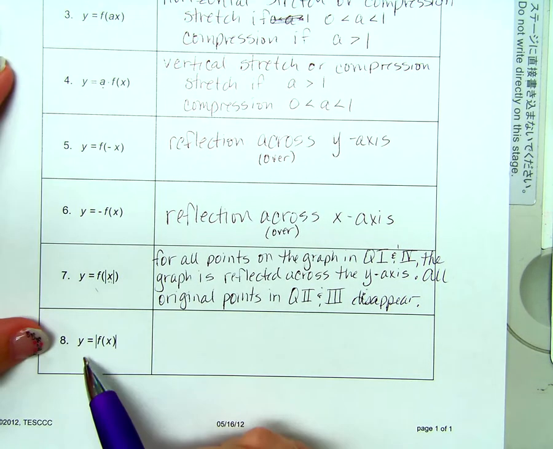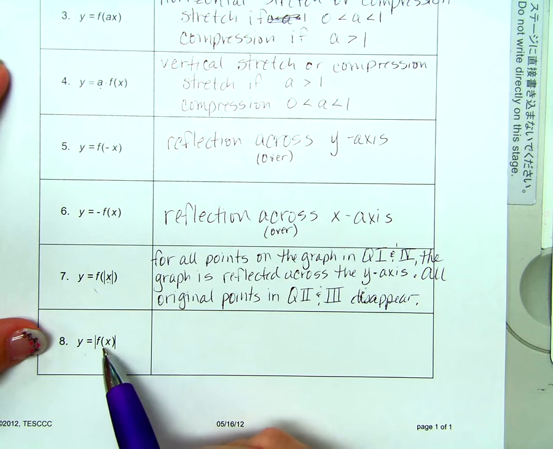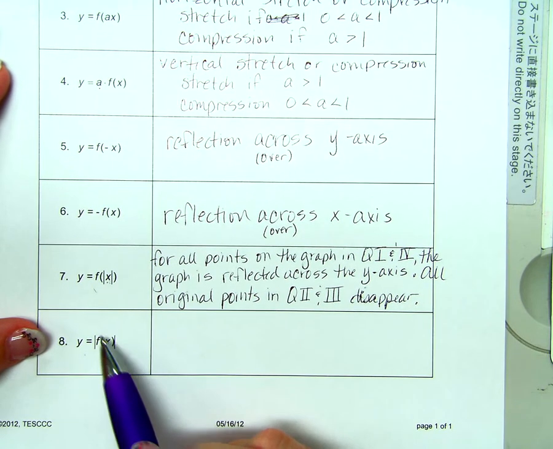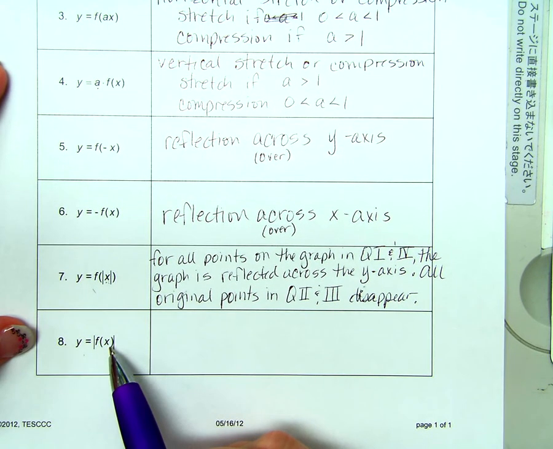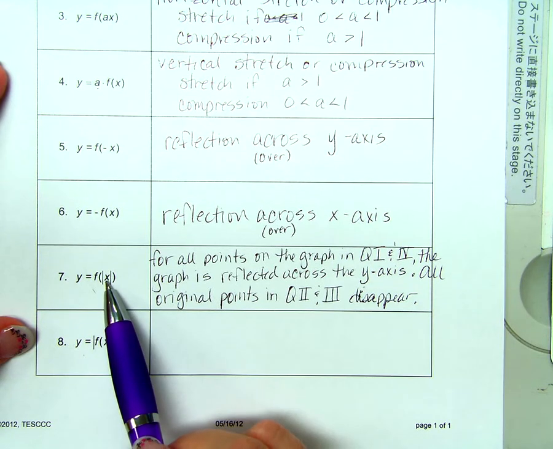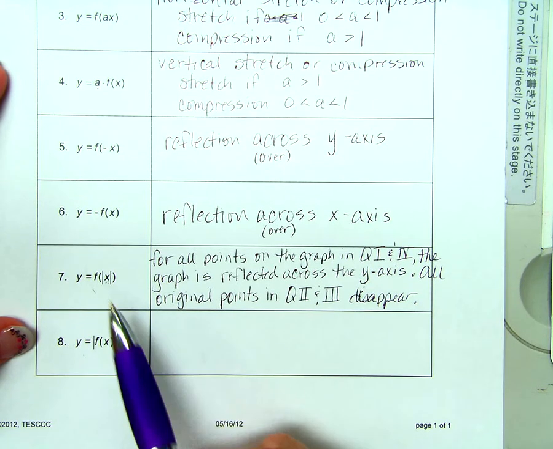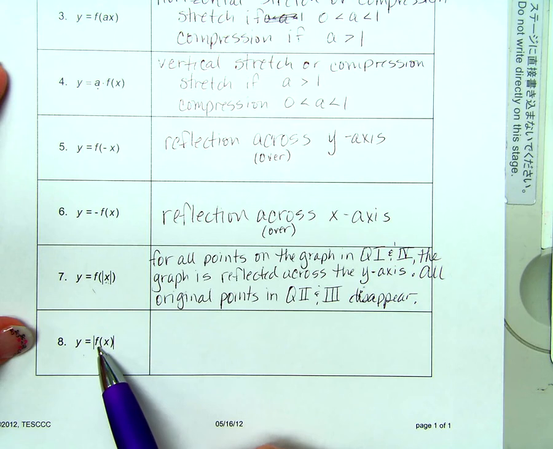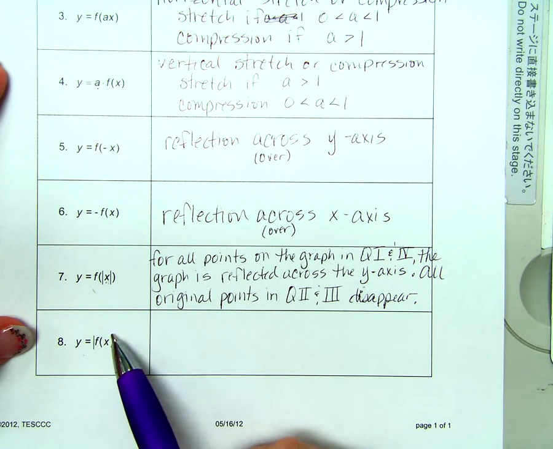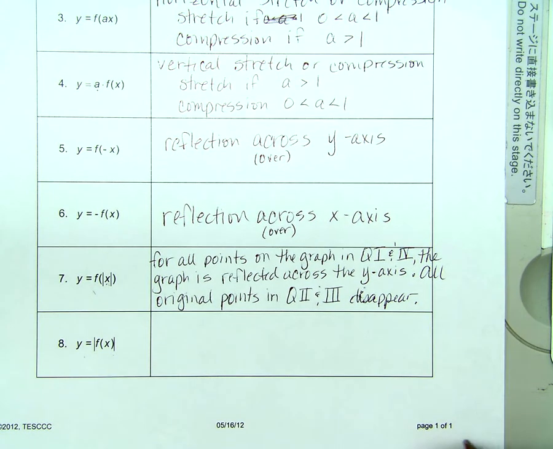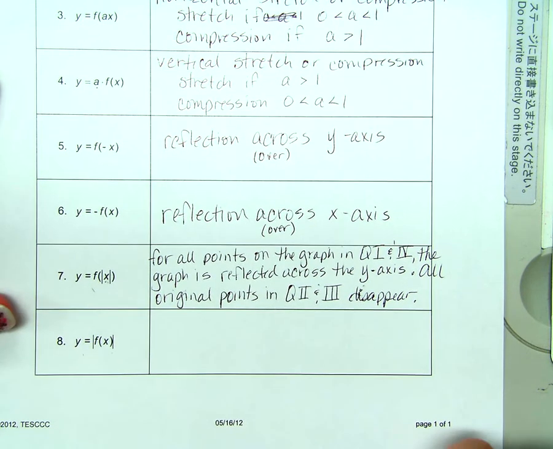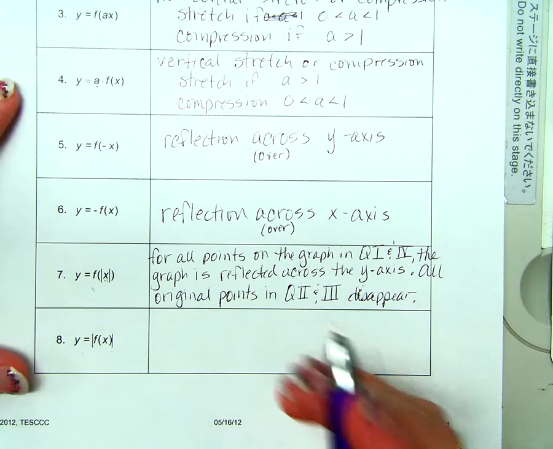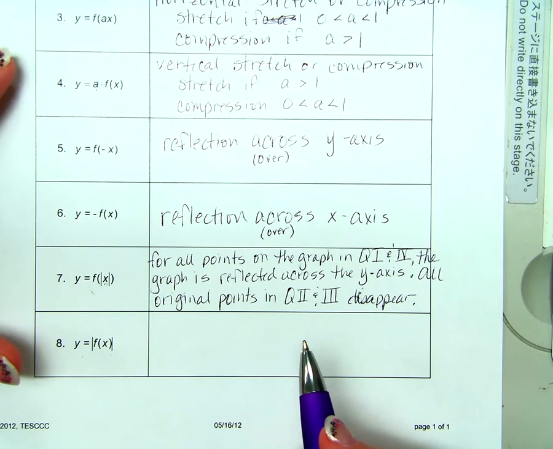Okay. Y equals the absolute value of the function. What points are being affected here? What points were affected here? The x, right? What points are being affected here? The y, right? Isn't y equal f of x? So if we're taking the absolute value of f of x, we are affecting the y value, right? So what's going to happen? What do you think? It's going to reflect across the x-axis. Are points going to disappear this time, though?